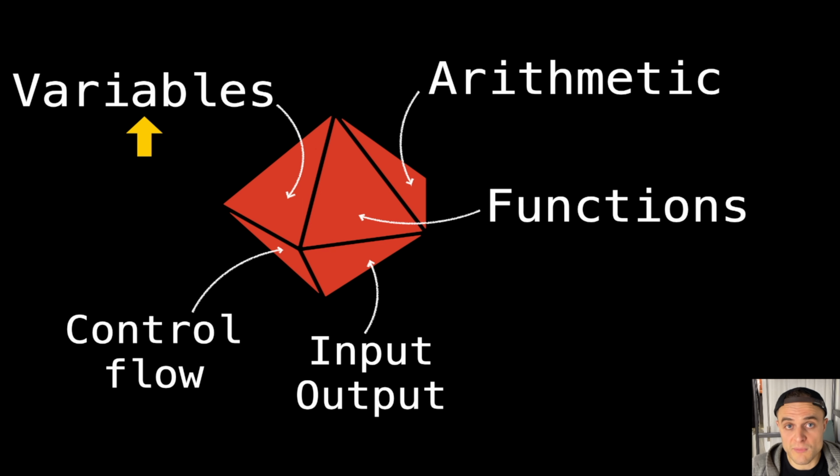We're gonna start from variables. What are variables, what they are used for, and so forth. Then we have arithmetic. Arithmetic is simply the manipulation of numbers, you know very well.